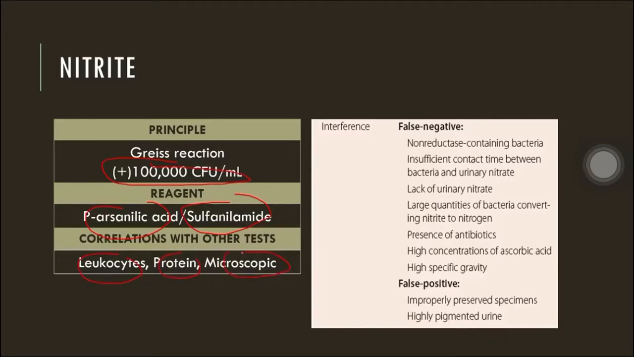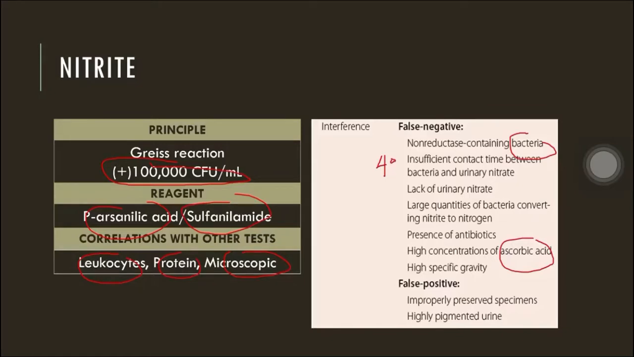So what are the other causes of false negative result aside from high concentration of ascorbic acid? Okay, so di ba kasama to sa bibilang? Okay, so for example, if yung bacteria mo hindi niya kayang ma-reduce yung nitrate, or non-reductase containing bacteria. Okay? For example, hindi siya gram-negative Enterobacteriaceae. Aside from that, pwede rin mag-false negative in insufficient contact time between bacteria and urine nitrate. So hindi pa naakta ni bacteria yung nitrate, hindi niya pa nako-convert into nitrite. So usually, the minimum contact time of the bacteria and urine nitrate is actually 4 hours.